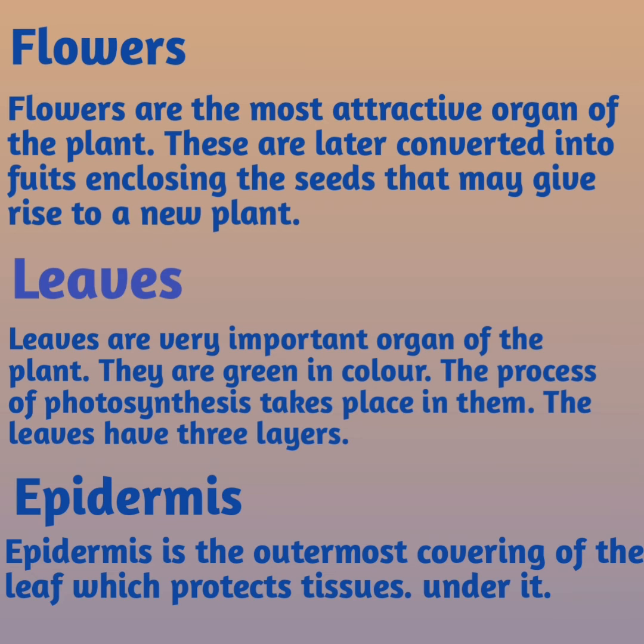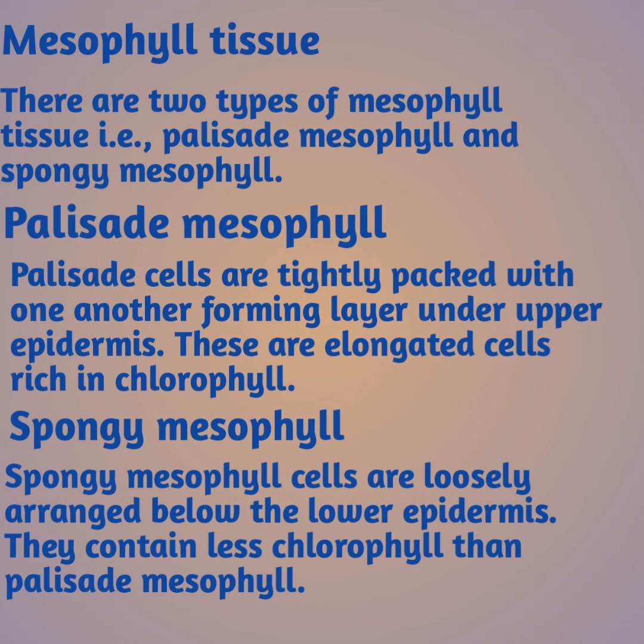Leaves are made up of three different types of tissues, namely epidermal tissue, mesophyll tissue, and vascular tissue. Epidermis makes the outermost covering of leaves and green parts of the stem. It protects the sensitive tissues under it. It also prevents the water loss by the plant. Next to the epidermis is present mesophyll tissue, which is of two types, palisade mesophyll and spongy mesophyll.